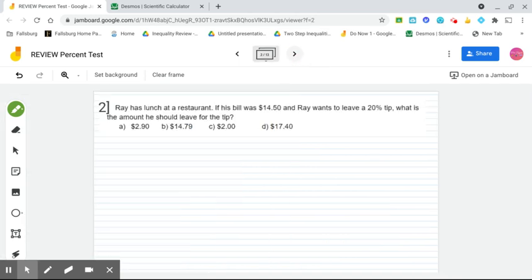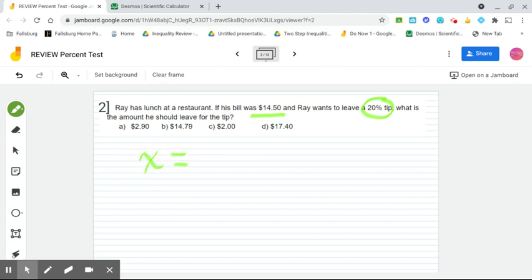Number 2, Ray has lunch at a restaurant. If his bill was $14.50 and Ray wants to leave a tip of 20%, what is the amount he should leave for the tip? So remember, there's method 1 and method 2 that you can do. One method might work better than the other for some questions. For example, this one, we're just figuring out how much money they should leave for the tip. So method 1 might be the better choice here. So we really want to find 20% of $14.50.